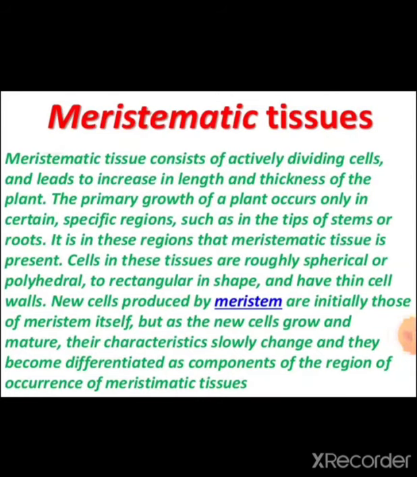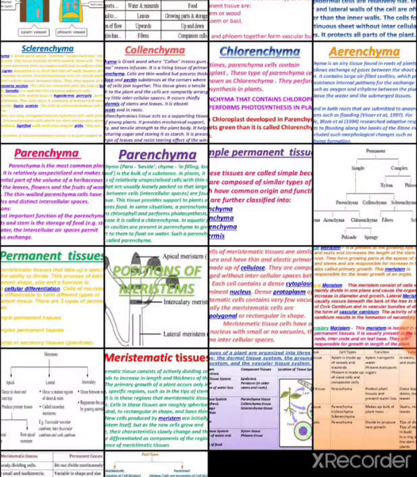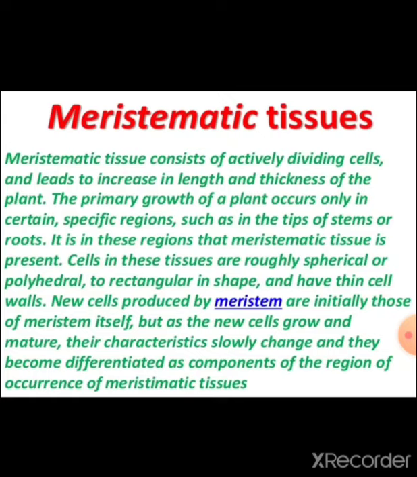Meristematic tissues consist of actively dividing cells, whose main function is to increase the length and thickness of the plant. The primary function of meristematic cells is to divide and divide again and form a group of tissues.